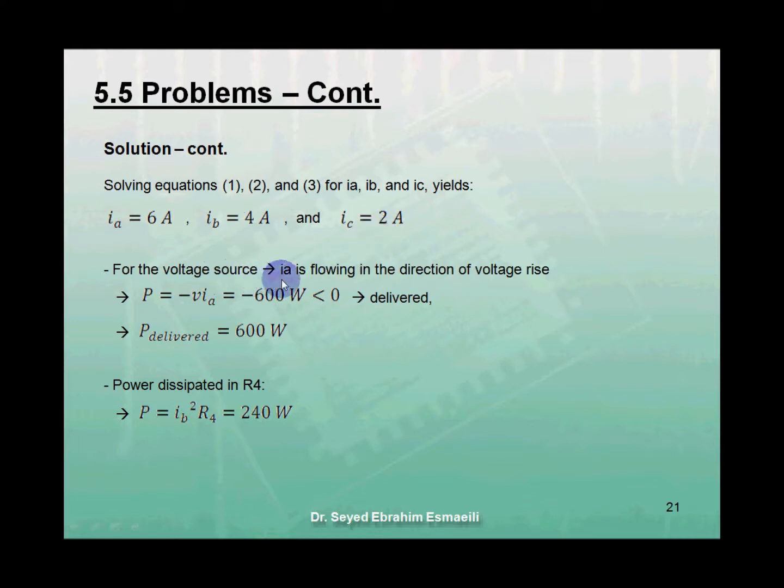For the voltage source, we know that IA is flowing in the direction of the voltage rise, hence the power equation is written as P equals minus V times IA equals minus 600 watts. Since the power is negative, it means that it's being delivered. So we write that the power delivered by the voltage source is equal to 600 watts. The power dissipated in R4 is given by P equals IB squared times R4 equals 240 watts.